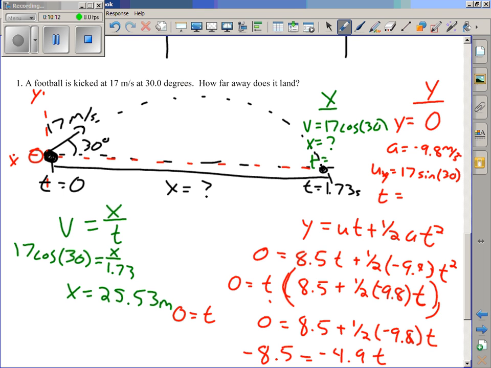Let's deal with significant figures. How many sig figs do you get? I see two here, three there. So this becomes x equals 26 meters.